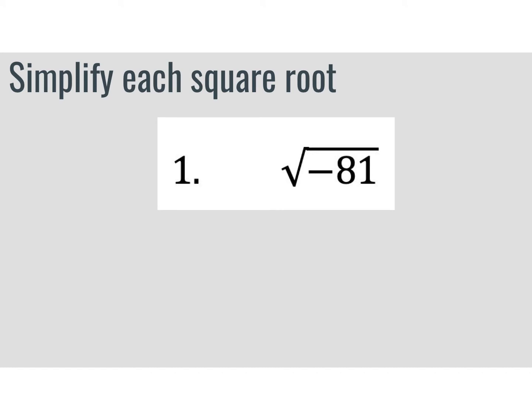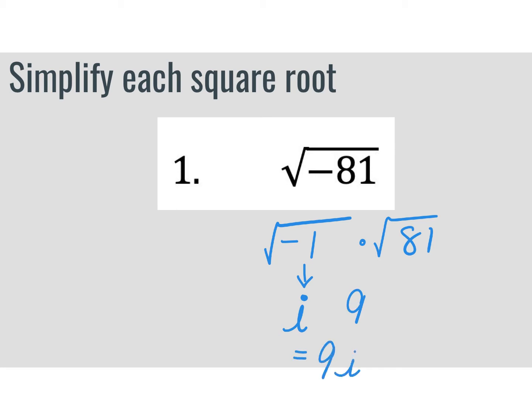So let's simplify the square root of negative 81. Okay, well, using the quotient rule, I know that this is the same as the square root of negative 1 times the square root of positive 81. We now know that this is defined as i, and the square root of 81 is 9, so this is best written as 9i.